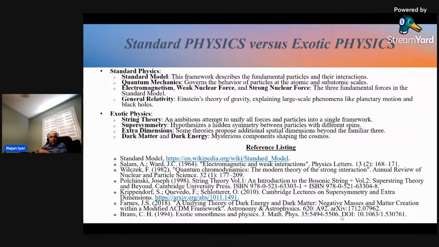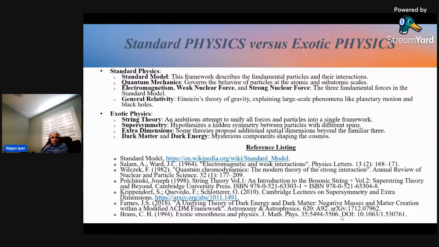In relativity, Einstein's theory of gravity, explaining large-scale phenomena like planetary motion and black holes, is still in play, but there are a lot of questions regarding that. So the exotic physics that I talk about, string theory, can be considered, because it's a mathematical thing for which there is no proof. It's an ambitious attempt to unify all forces and particles into a single framework. The concepts are fairly simple. We are using those simple concepts of open strings and closed strings, loops, to describe weak gravity, strong gravity, things like that.